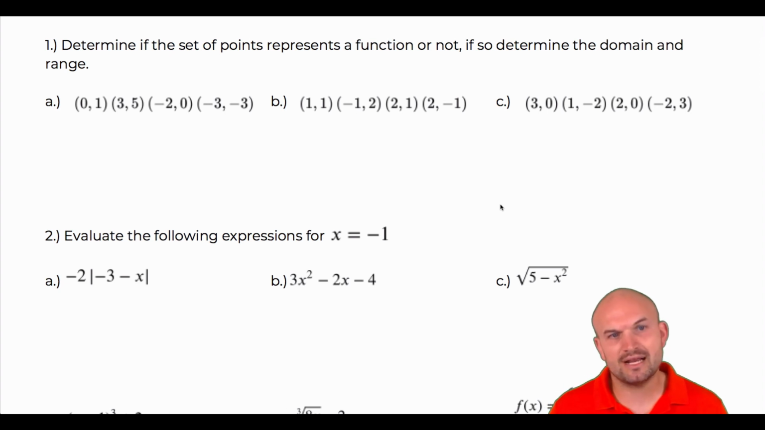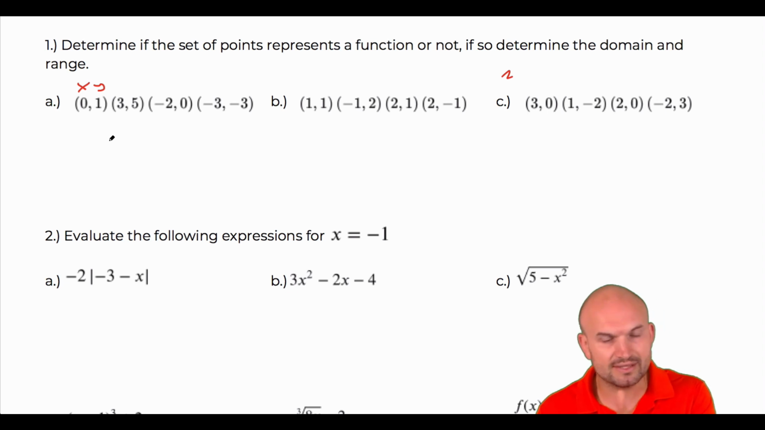The first question states, determine if the set of points represents a function or not. If so, determine the domain and the range. Just a reminder: the domain is the set of input values of a function, whereas the range is the set of outputs. The definition of a function is where you have an input that uniquely maps to only one output. You can think of these coordinate points as x and y coordinates.